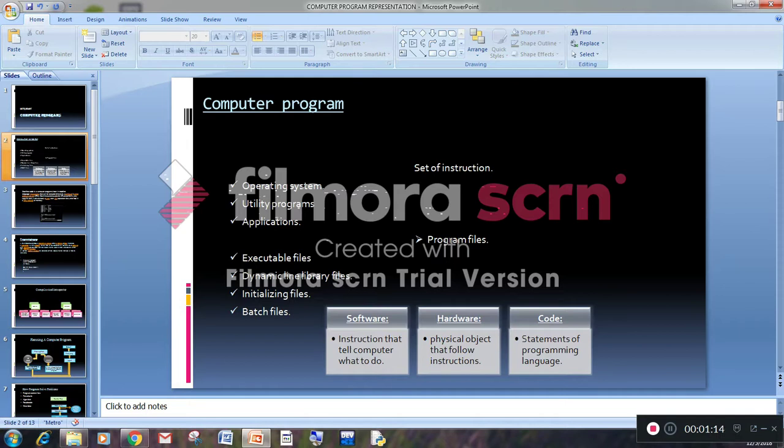Next come some categories of computer programs: operating system, utility programs, and applications. The operating system is a system that manages all of our system, along with utility programs and applications, which are the different applications on our PCs.